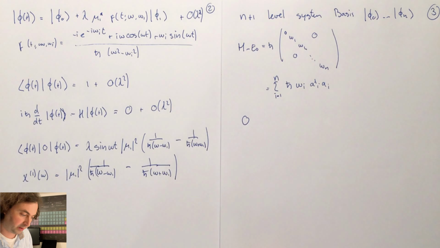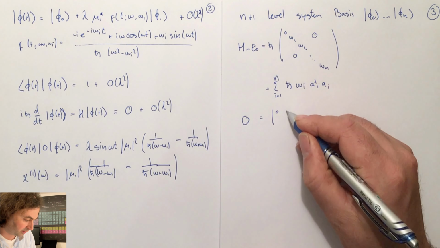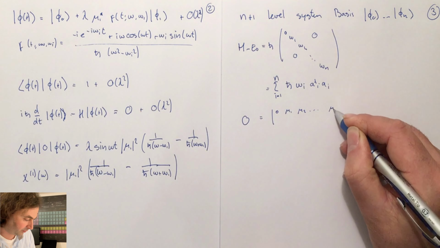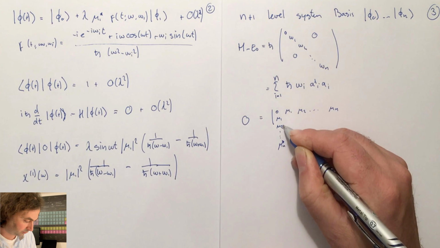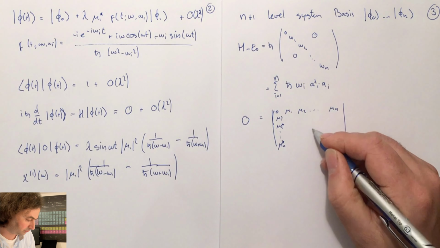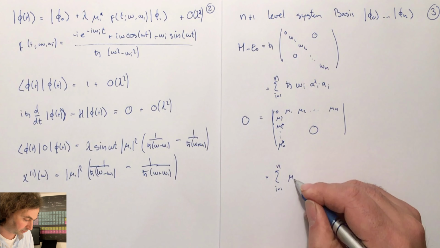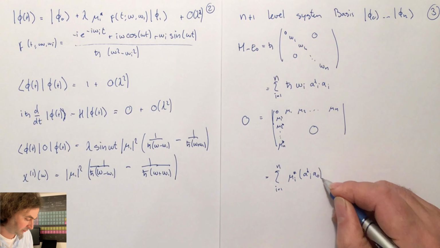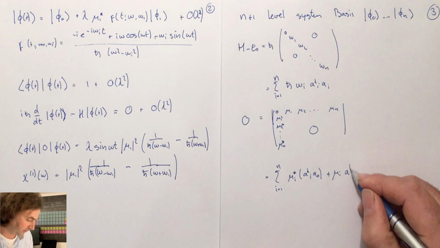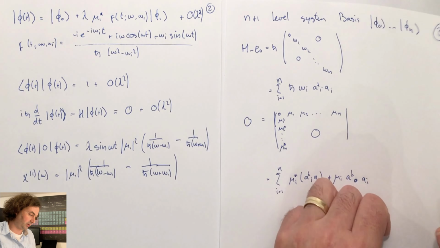And the coupling between the ground state and the excited states is given as 0, mu 1, mu 2 up to mu n, or sum I is 1 to n mu I, a dagger I, a 0 plus mu I, a dagger 0, a I. So that our states are nicely coupled to each other.